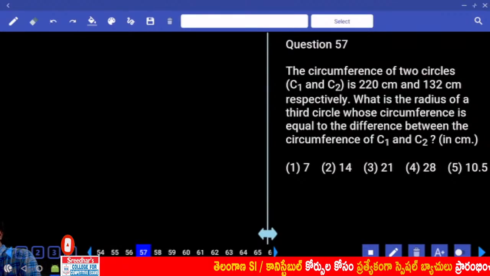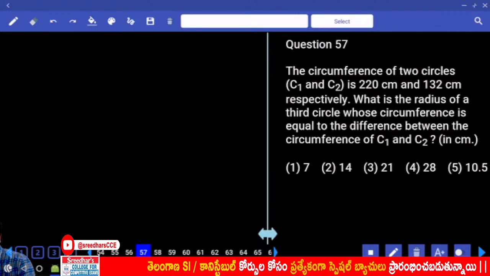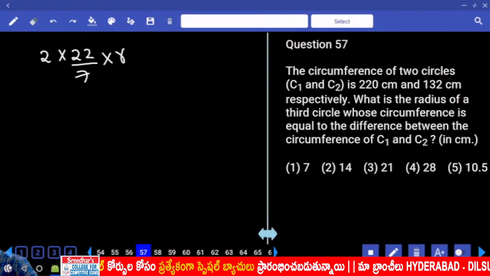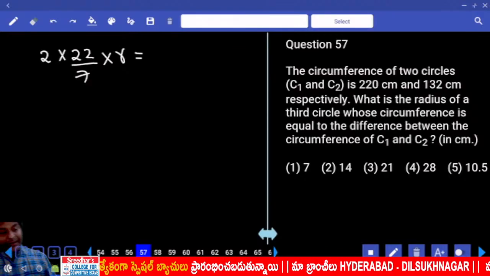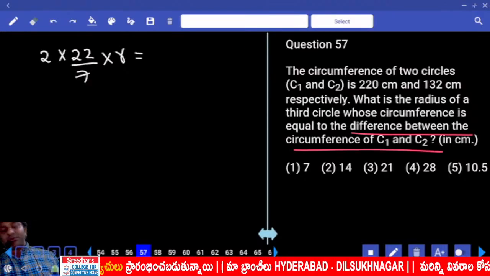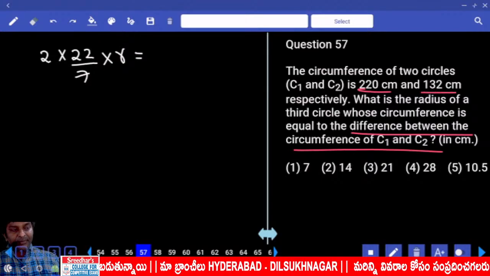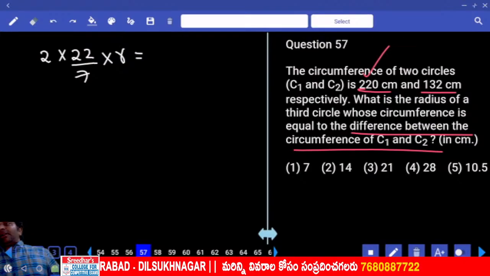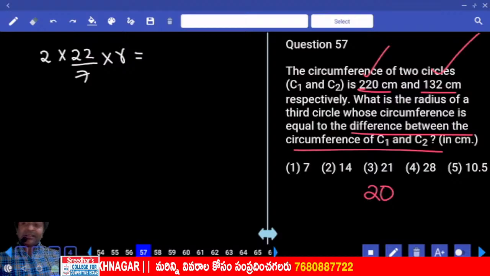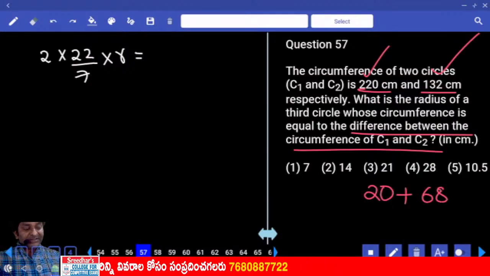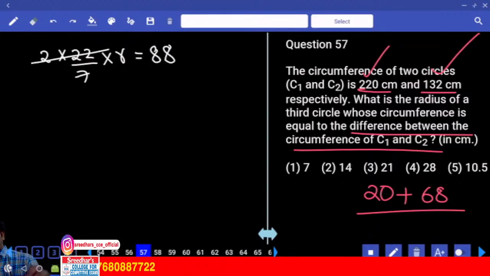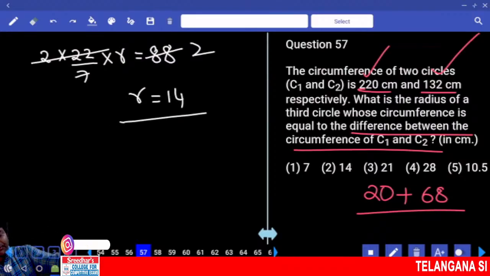Circumference is 2 pi r, correct? 2 pi r is equal to the difference between the circumferences of the other two circles. One is 220, the other is 132. Difference: this is how much more than 200? The other number is how much less than 200? The difference is the sum of both the numbers, which is equal to 2 into 22, 44. Then the new circle's radius is 14.